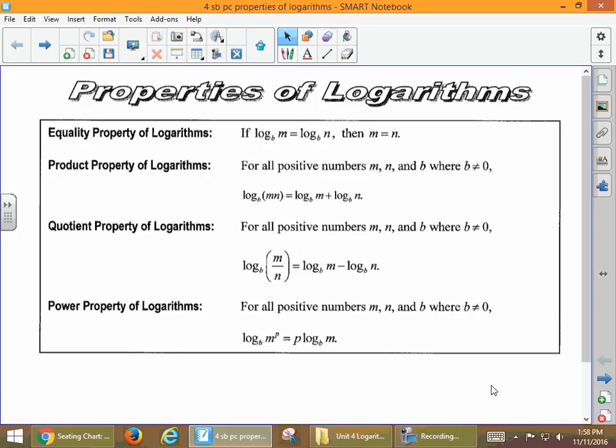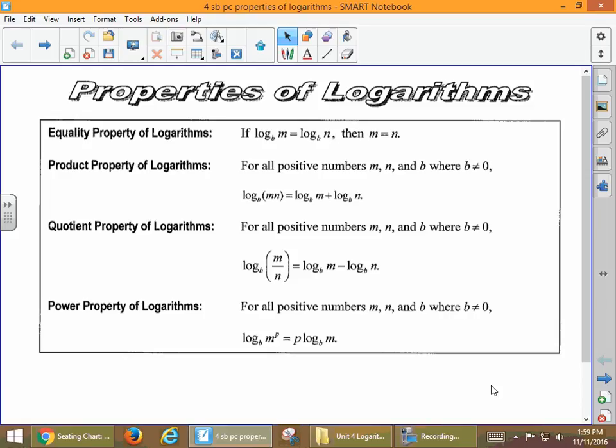Quotient property. Quotient means answer to a division problem. If we have 2 values in our logarithm that are divided, we can expand the logarithm by subtracting. Log base b of m divided by n is the same thing as log base b of m minus log base b of n.